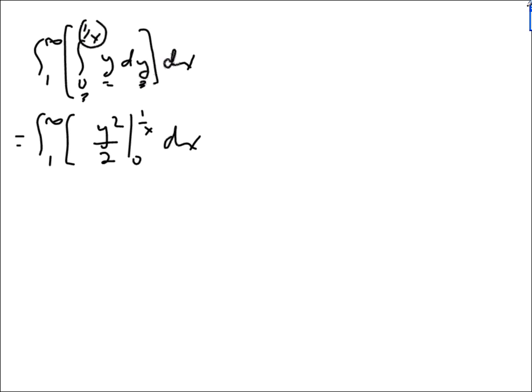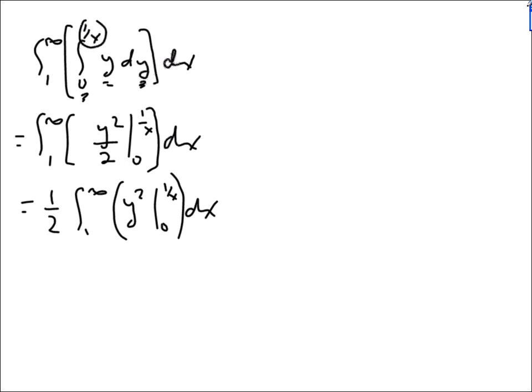Possibly, I could factor out the 2. That is the half. It's 1/2 the integral from 1 to infinity of y squared from 0 to 1 over x dx. So let's figure out what that is. You plug in 1 over x, you get 1 over x squared. You plug in 0, you get 0. So it's just that.